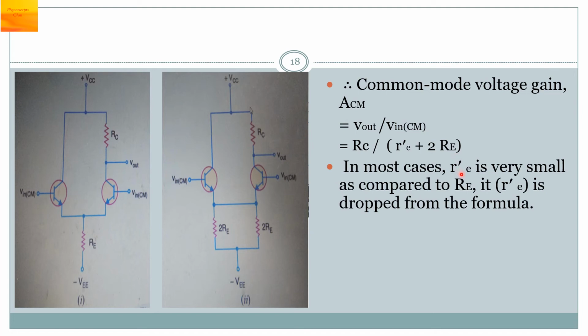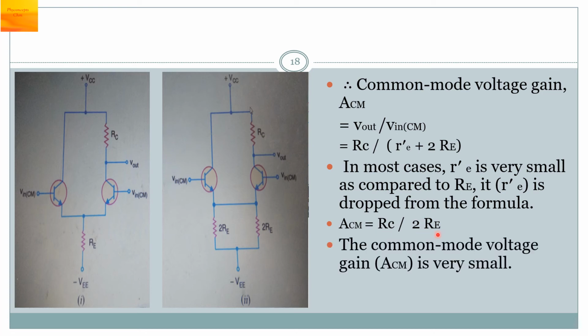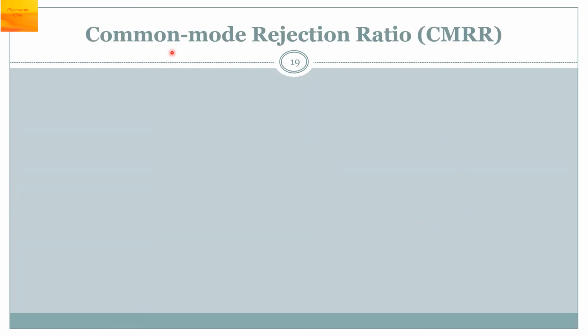In most cases, RE dash is very small as compared to RE. So RE dash can be neglected and we get the gain as RC upon 2RE. The common mode voltage gain is very small. Next is common mode rejection ratio. In short, we call it CMRR.